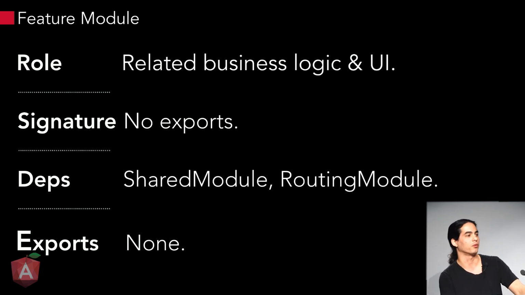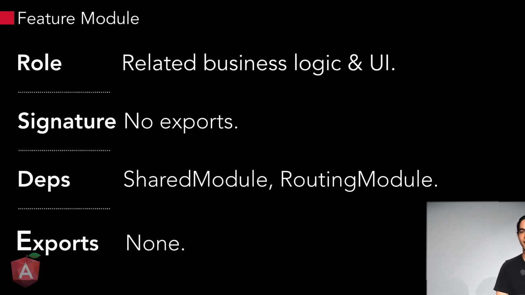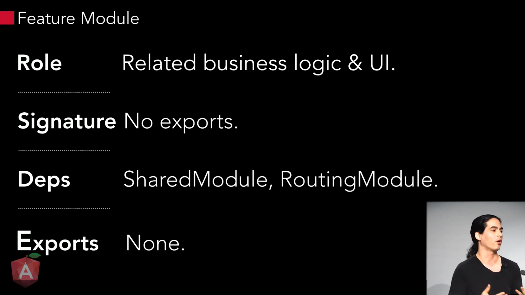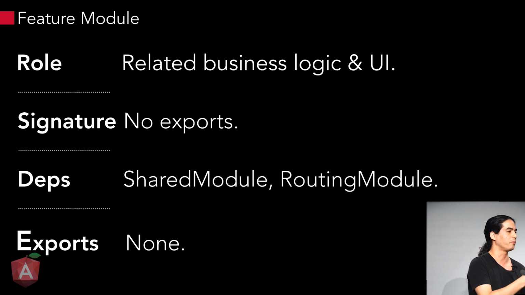The feature module. A feature module is a module that contains everything we need to build a certain feature. It can contain business logic, it should contain UI, and all the services and the components that are part of the feature should be dedicated to this feature. Nothing is reusable. And it's okay to build a module that is not reusable.